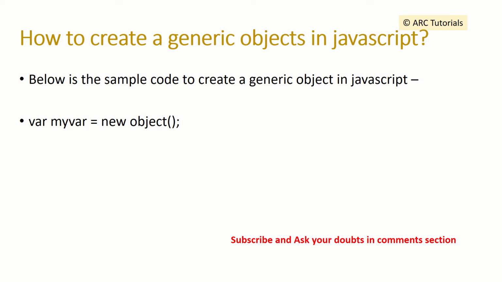How to create a generic object in JavaScript? To create a generic object, we will write var, the variable name, equal to new Object. That's how you declare a generic object.